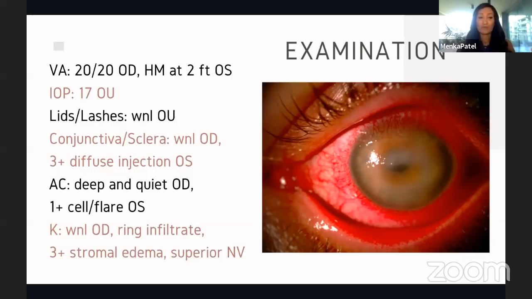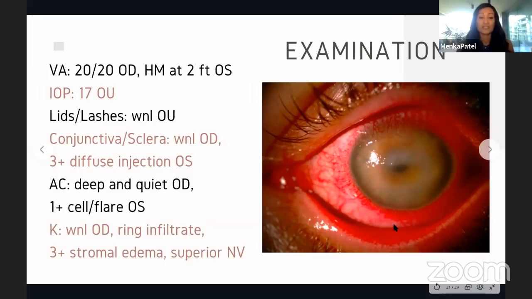The pressure is normal here, 17 in both eyes. There's no abrasions or any evidence of any chemical exposure in this eye. Lids, lashes look normal. You look at the conjunctiva, the right eye is normal, but the left eye is extremely injected. So you can see here almost 360 degrees. This eye is completely red.